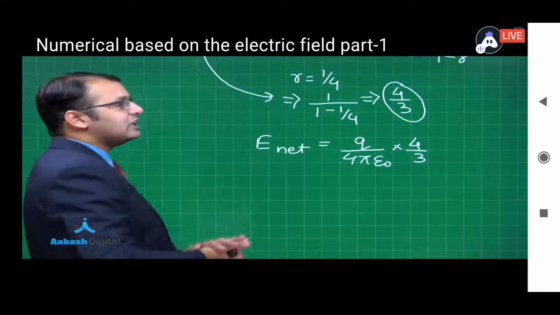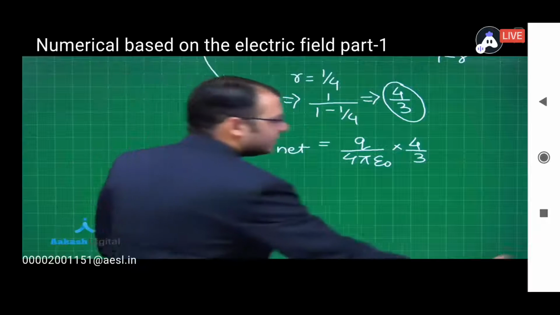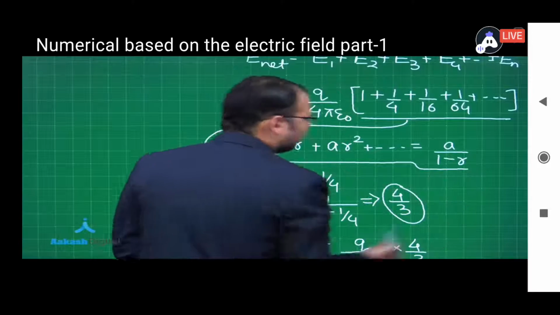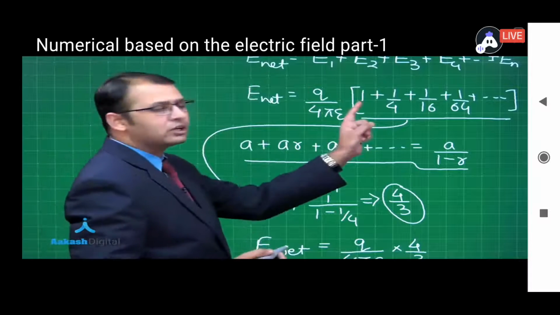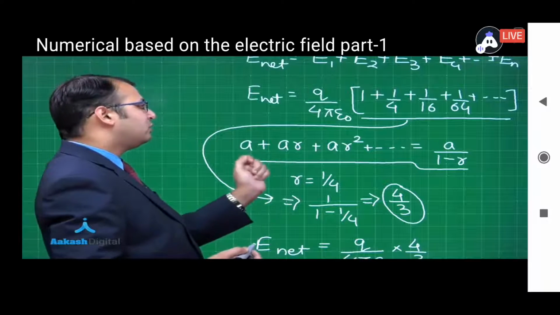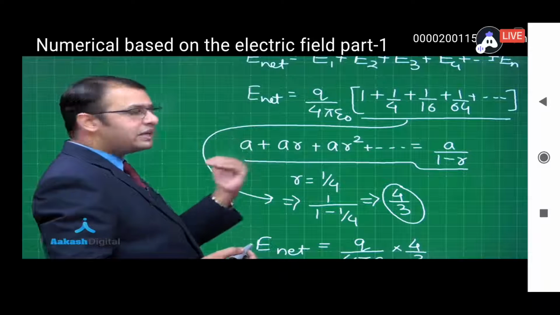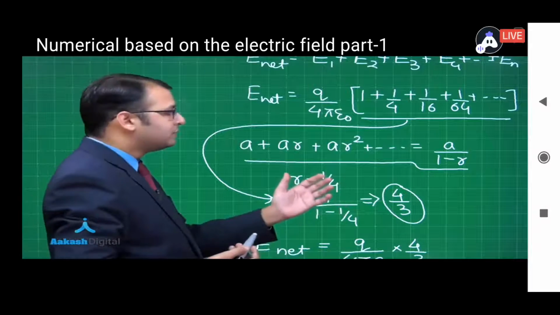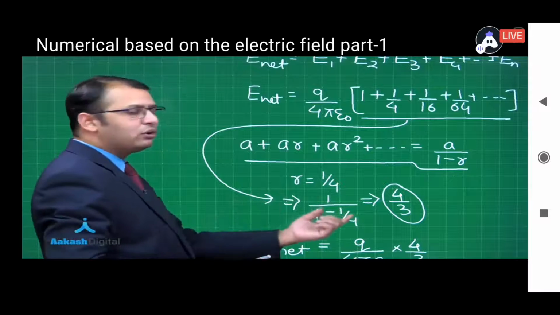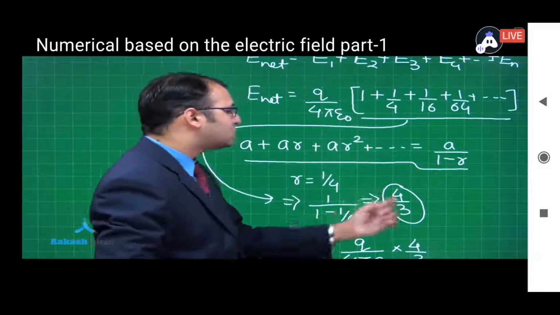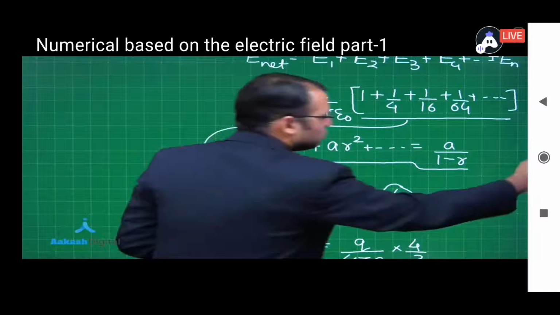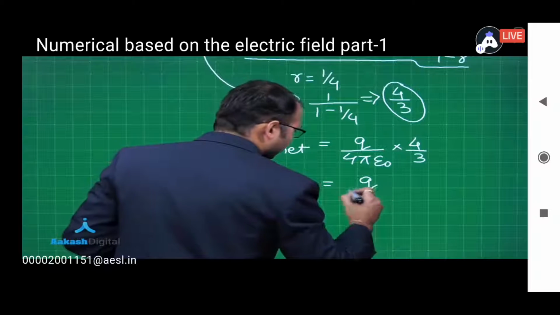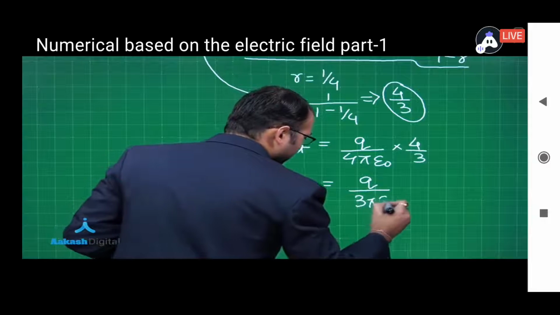And it is a mathematical application. Just stick to it: what I have done here is I have taken this series, this formula, and compared it with this one. I found that A is the common value which has been taken out, and the term which is repeated again and again is 1 by 4. I put the value here and I get my formula that the whole series is equivalent to 4 by 3. So just putting down the values, I will get Q upon 3 pi epsilon naught.